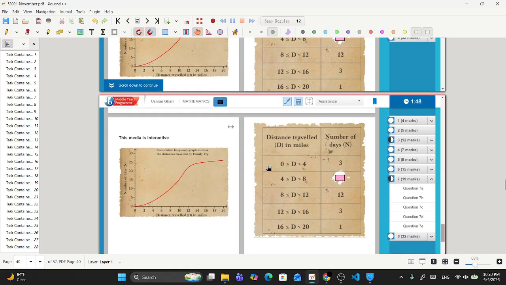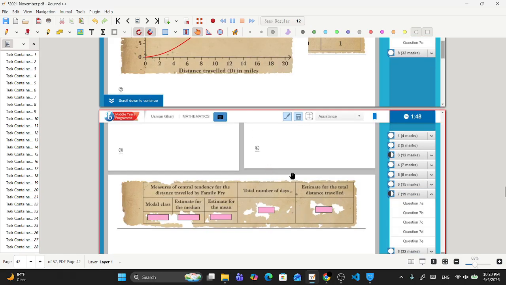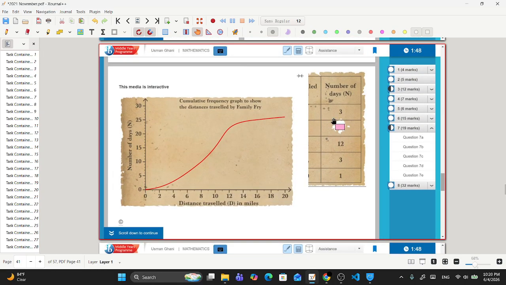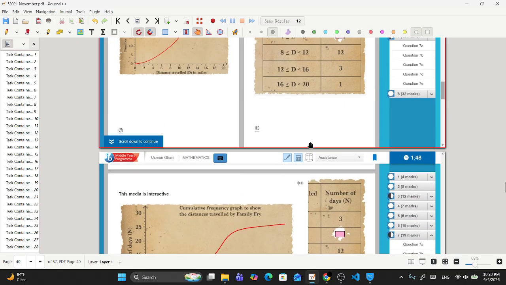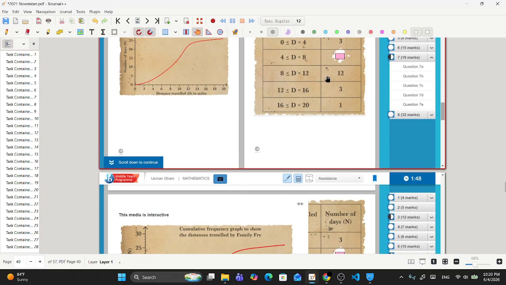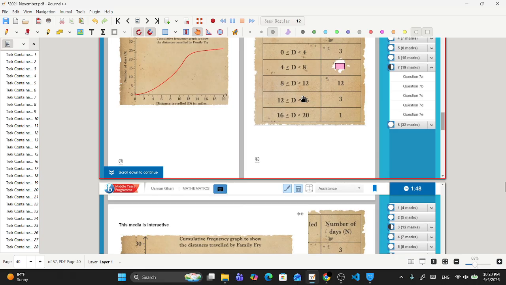Okay, what does it say? I think this is what we have to find, from day 4 to day 8. Let me just zoom in a little bit to this.